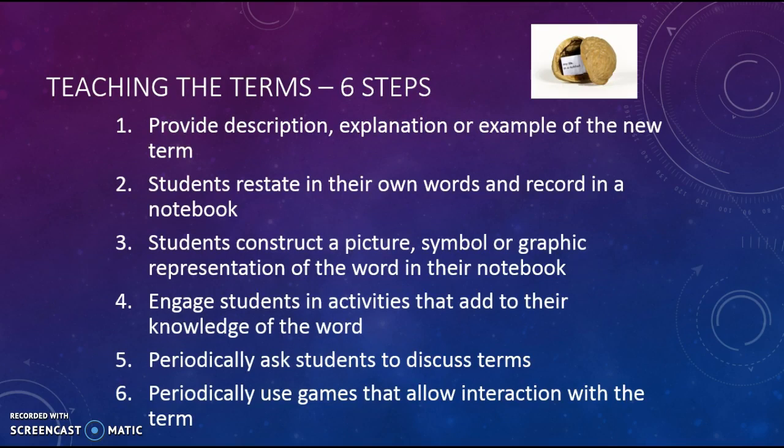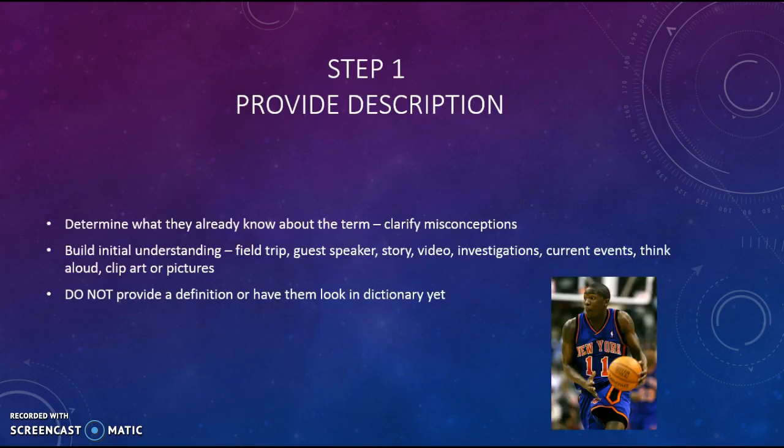So basically, the Marzano strategy uses a 6-step format, and in a nutshell, we're going to provide the description and an explanation and examples of the new term. Students are going to restate that in their own words and put it in a notebook. They're going to construct some type of non-linguistic representation. They're going to engage in activities in order to build their knowledge. They're going to be discussing terms and then using games to interact with the terms for the application piece. So we're going to walk through each one of those steps a little more in depth.